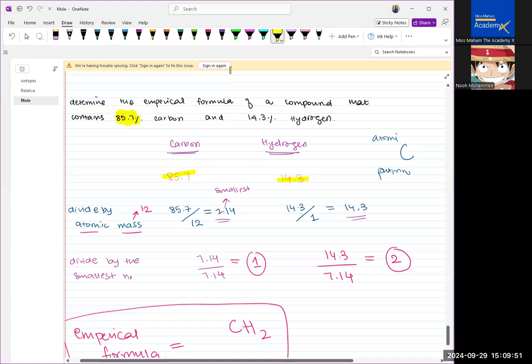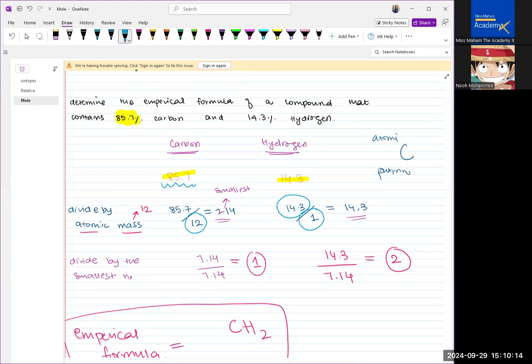So carbon they've given you as 85.7. And hydrogen they gave you as 14.3. So what you do is you divide each of the percentage masses by its own AR. So 85.7 divided by carbon's AR, that is 12, and 14.3 divided by hydrogen's AR, that is 1. When you get each answer, for example, here you got 7.14, and in the second one you got a 2.